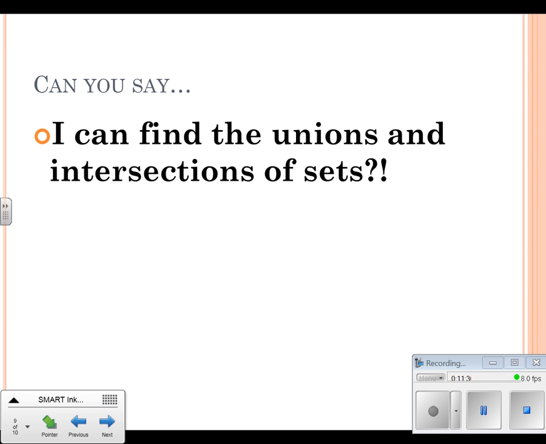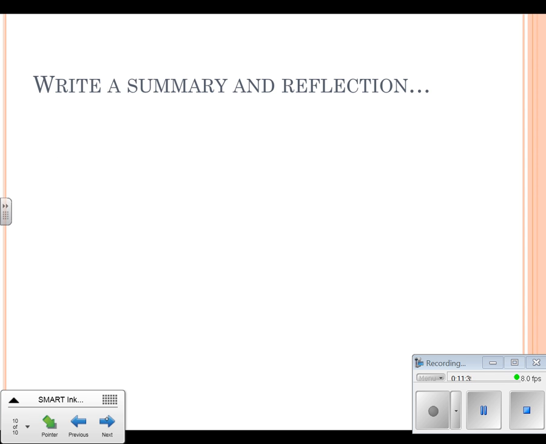Can you say I can find the unions and intersections of sets? Write a summary and reflection and be prepared for the work time in class.